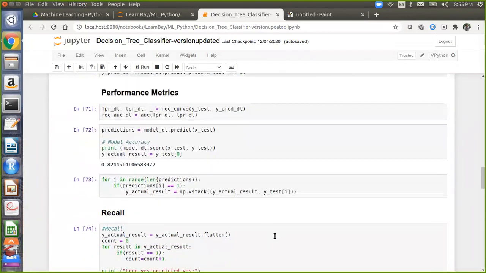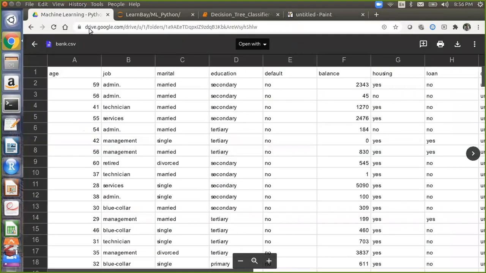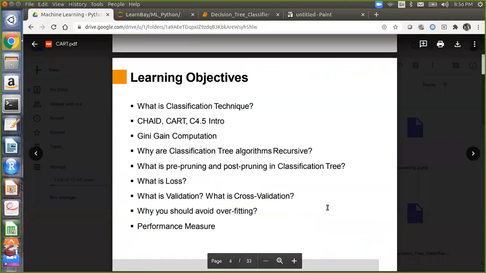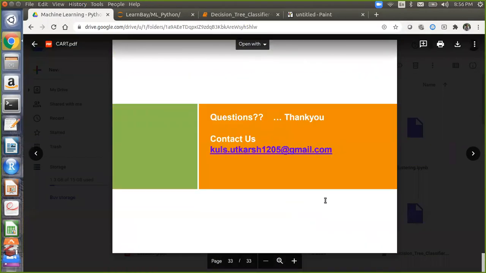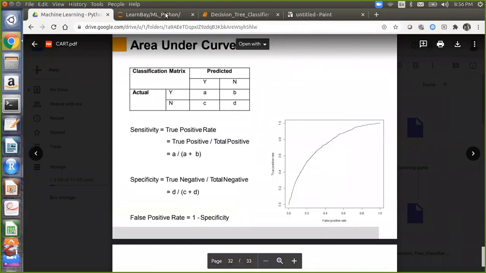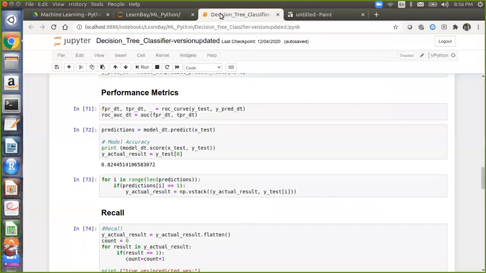Now performance metrics. So what are performance metrics? Area under the curve, false positive rate, true positive rate. These are all our performance metrics. You don't have to worry again, everything is inbuilt. So for roc_curve, you have to pass y_test and y_predict.